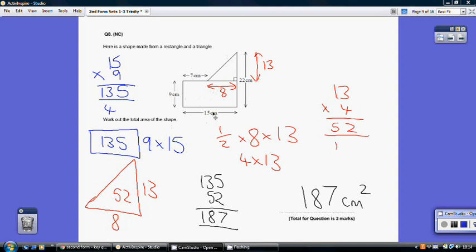Now there was 1 mark going for this just to work out the area of the rectangle. How do you work out an area of a rectangle? It's just base times height. So 15 times 9 gives us 135. So that's our first area.